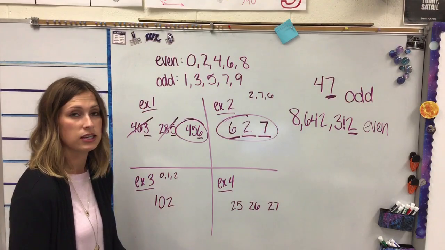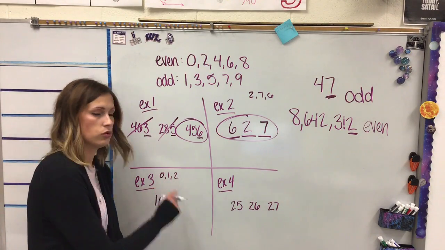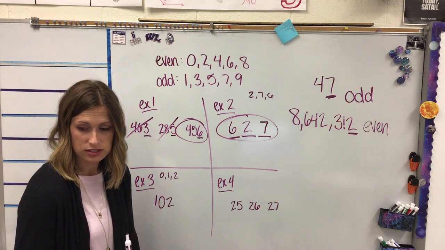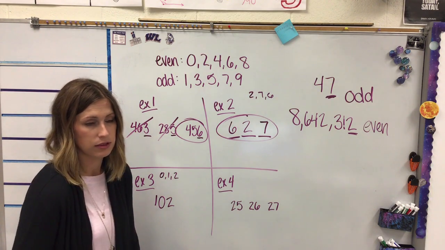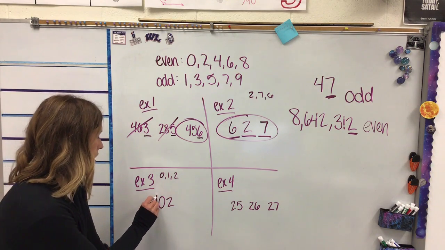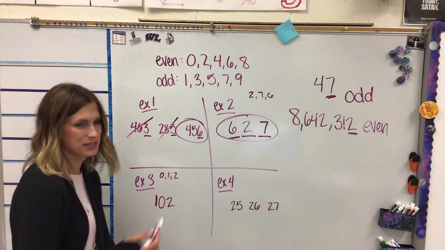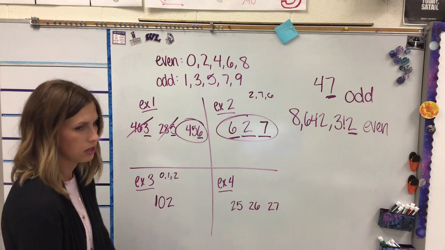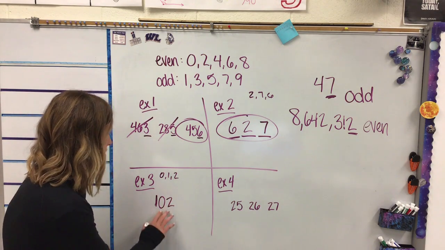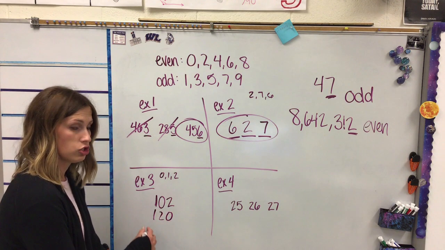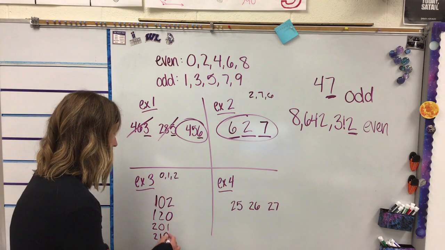Example 3 says we need to use the digits 0, 1, and 2 to make numbers that have 3 digits, and we need to put them in order from least to greatest, and we need to label them even or odd. So it's got to be a 1 first, because we can't use the 0. If the 0 was in the hundreds place, we just have 12 and 21, and those aren't 3-digit numbers. All right, so we got 102. Then let's switch those around, and we get 120. Then let's use our 2 first, so 201 and 210.